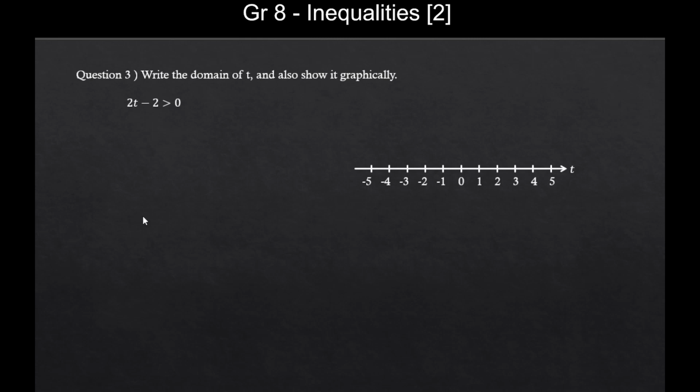Next question. Write the domain of t and also show it graphically. So now we have t. What should we do now? We have to first isolate t by moving -2 to the other side, right? So 2t is greater than 2, and then we have to divide both sides by 2, so t will be greater than 1, right? Now let's write the domain.